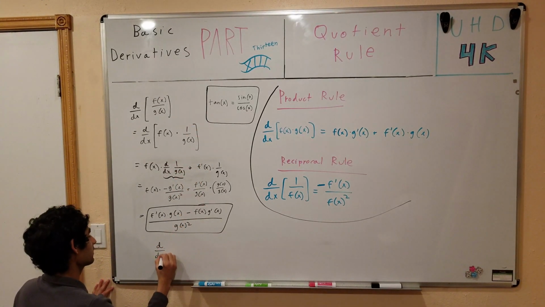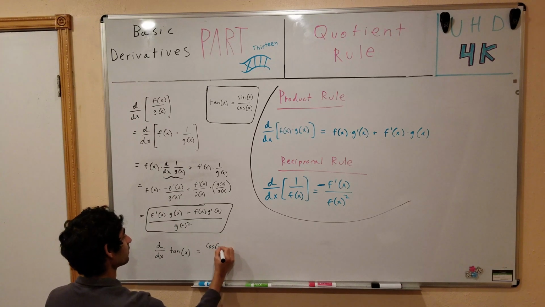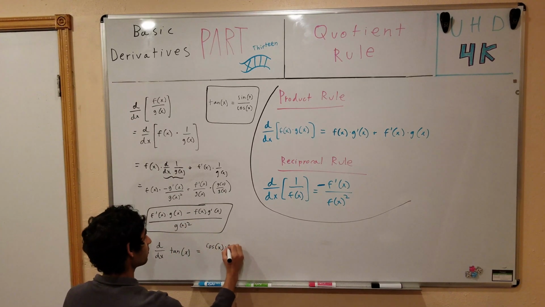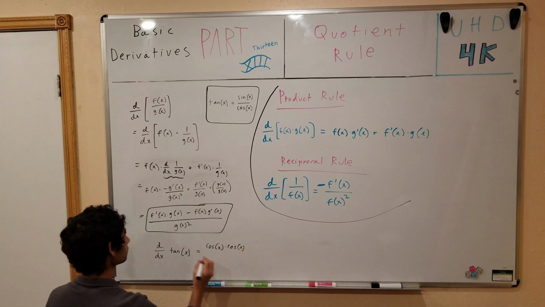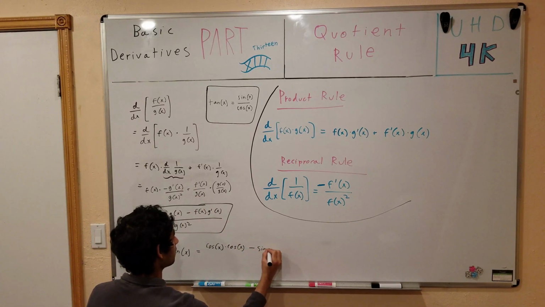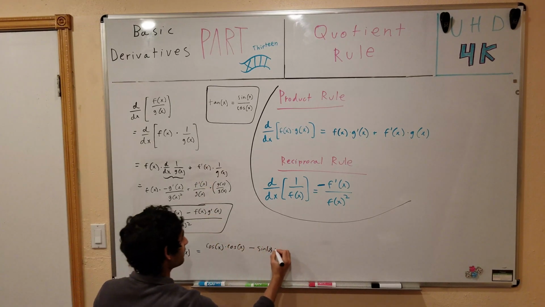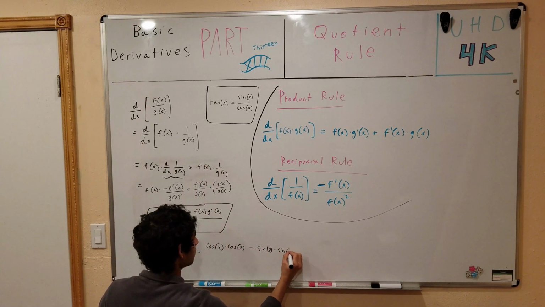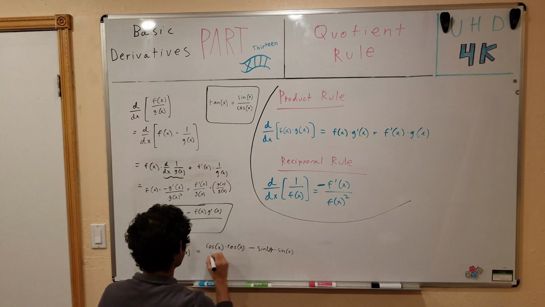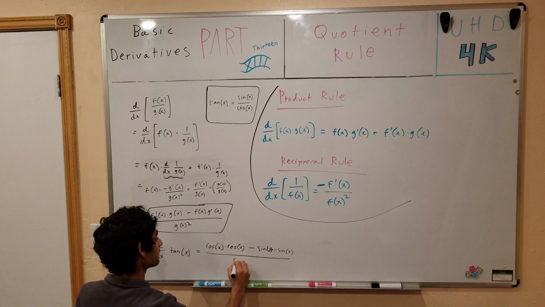Let's apply it to tangent over here. So d over dx of tan x is equal to, what is f prime of x? That's cosine of x, times g of x, it's also cosine of x, minus f of x, which is sine x, and g prime of x, that's the derivative of cosine of x, that's negative sine x. So times the negative sine x, divided by, what is g of x squared? That's cosine squared of x.